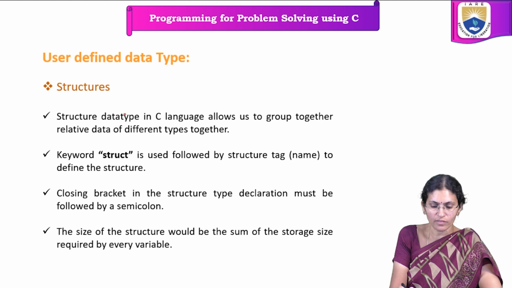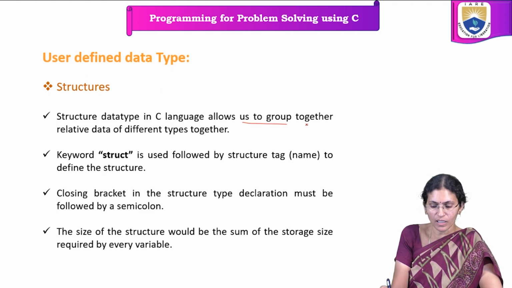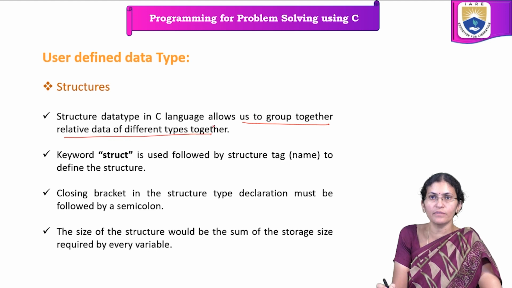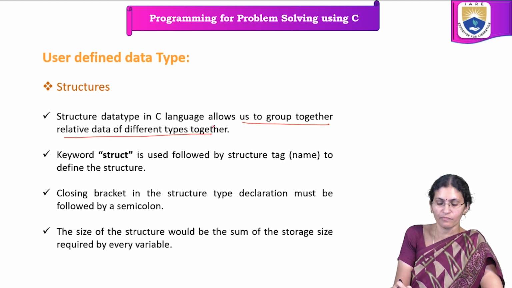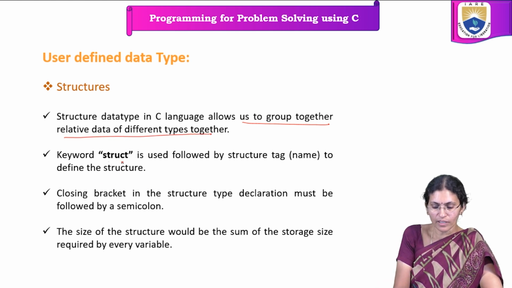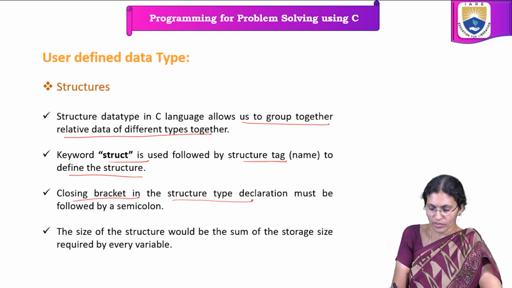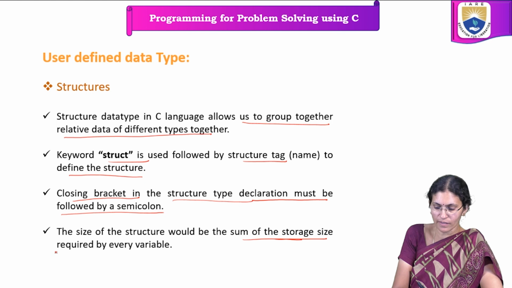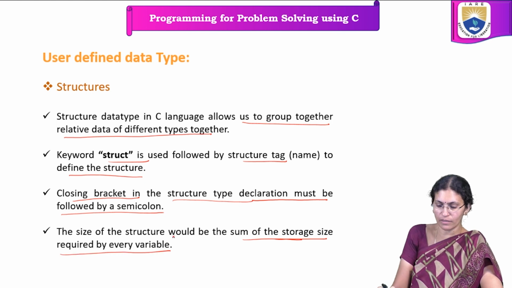Next is structure. Structure is also a user defined data type, which allows us to group together data of different types. The keyword struct is used, followed by the structure tag to define the structure. We'll see the syntax. The closing bracket in the structure type declaration must be followed by a semicolon. The size of the structure would be the sum of the storage size required by every variable.